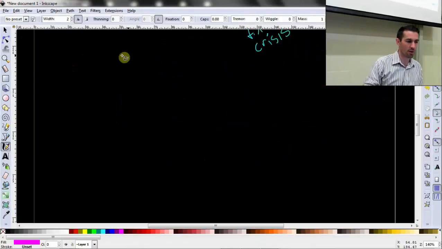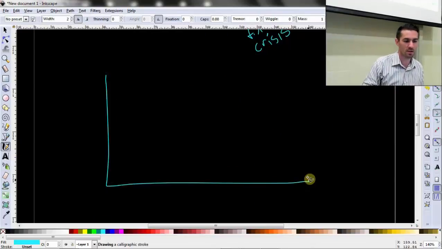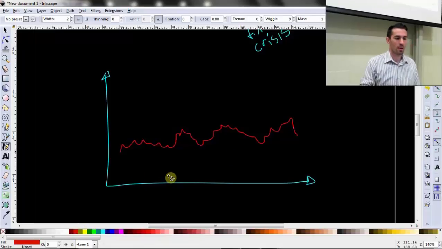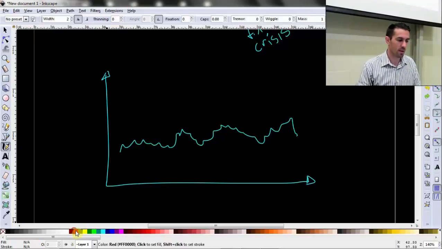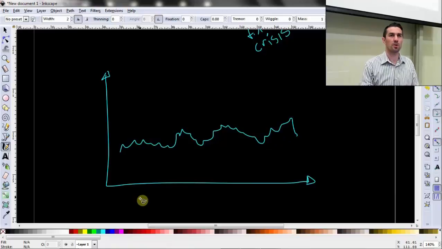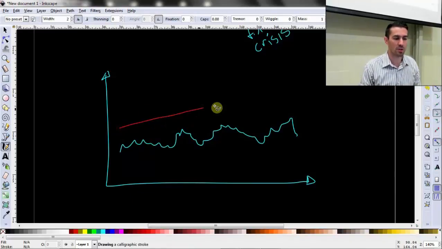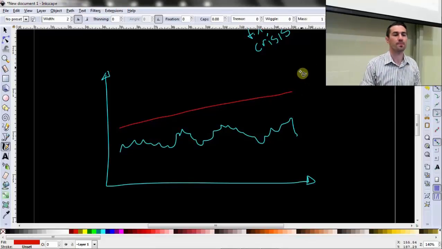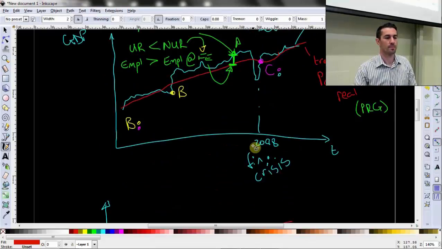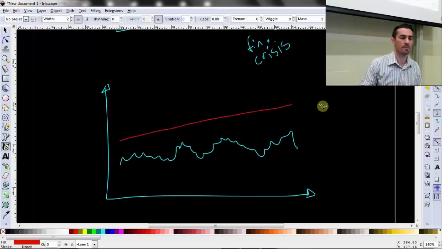So if you've got a graph that looks like this, and you can help me out on my maths, and it's going like this, that's what your actual GDP is doing. What everyone has told me so far is that the average of that line is potential, and the line itself is actual.